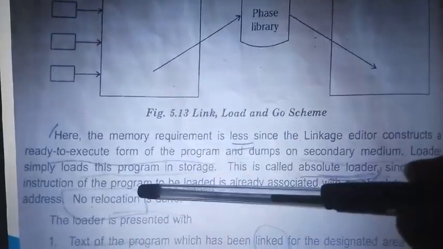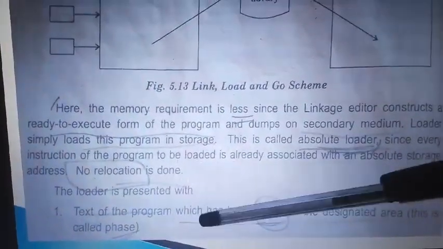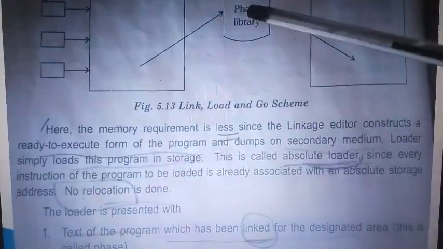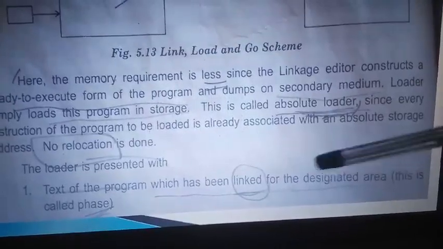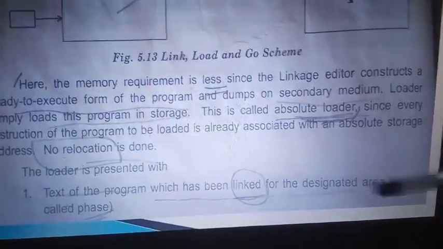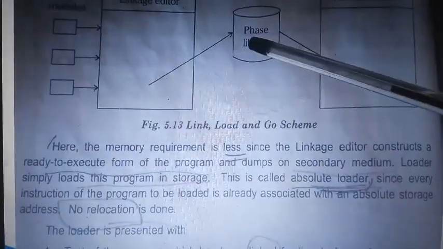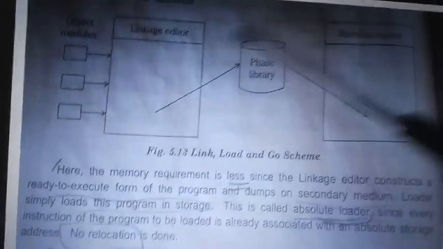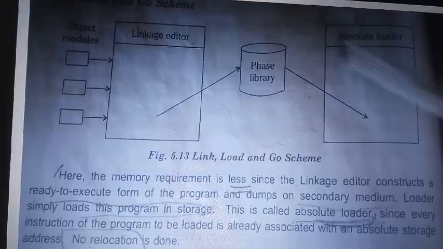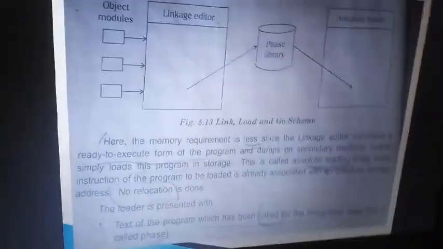So again reallocation is not required. So here what will the loader get? The loader will get the ready-made program. The ready-made program is all the linked programs, formatted and given, which is called a phase. All the linking, all the subprograms all linked, that ready-made program is given to the loader, so that is called a phase library program.